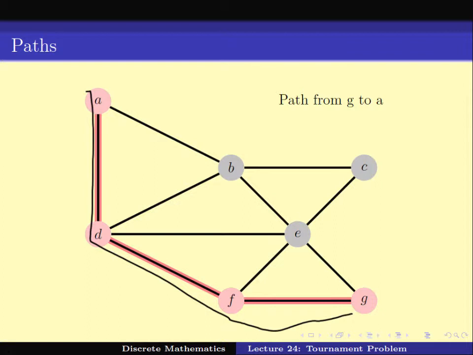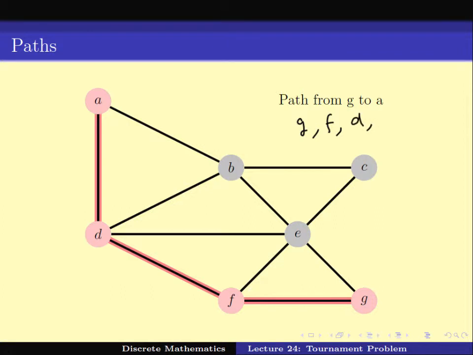Right? So in this case, the path that we write is G, F, D, A. So this is V0, this is V1, this is V2, and this is V3. As you can see, V0 equals G, V3 is A, and there is an edge between V0 and V1, there is an edge between V1 and V2, which is F and D, and there is an edge between V2 and V3, which is D and A.